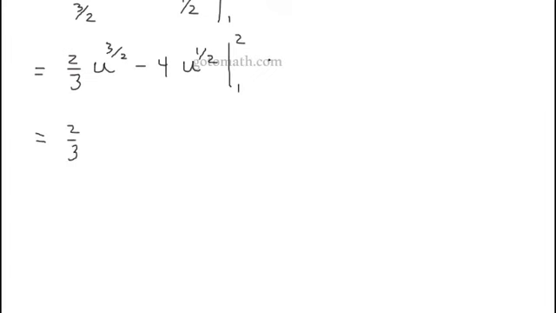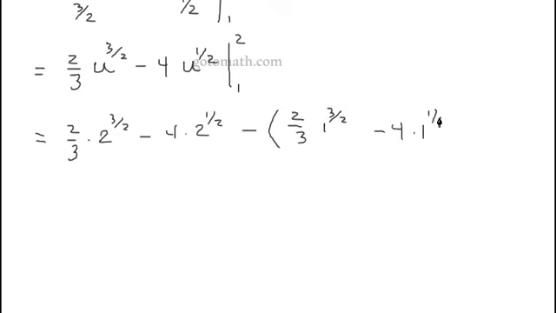plug 2 in now, so we have 2/3 times 2 to the 3 halves, minus 4 times 2 to the half, minus, right, so it's imperative that we put a parentheses here, 2/3 times 1 to the 3 halves minus 4 times 1 to the half. I'm going to let you work all that out, and I'll just tell you, I'm going to round the answer to 3 decimal places, but if you get something like this at the very end, then you know you have done it correctly.